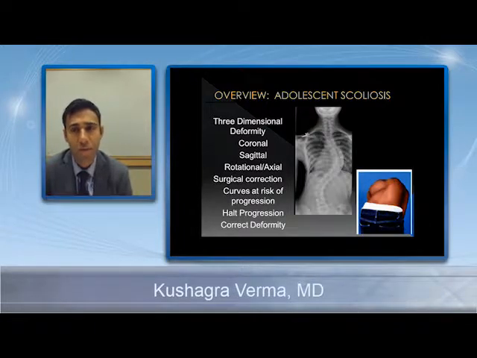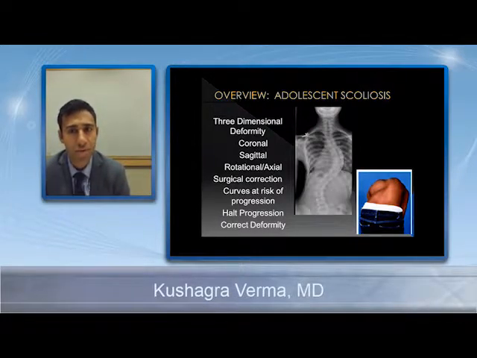And this is an example of what you might see when you have somebody bend forward. This is an example of the Adams forward bend test, how we diagnose scoliosis. But often with very mild forms of scoliosis, it's very hard to see, even on an Adams forward bend test.